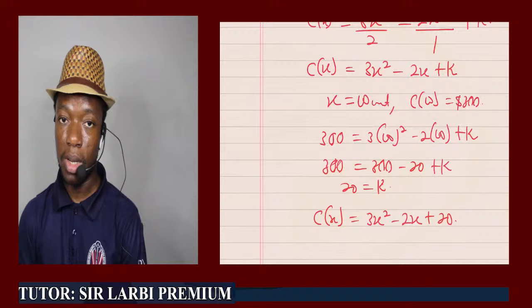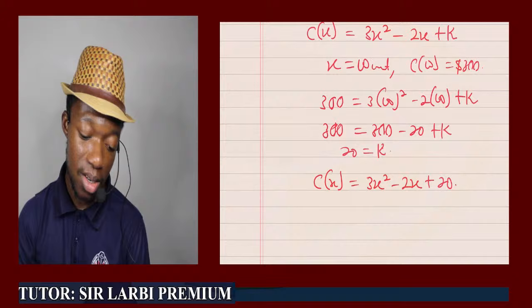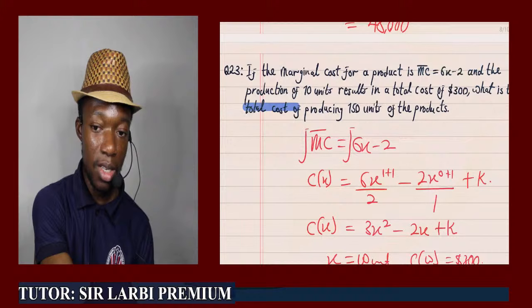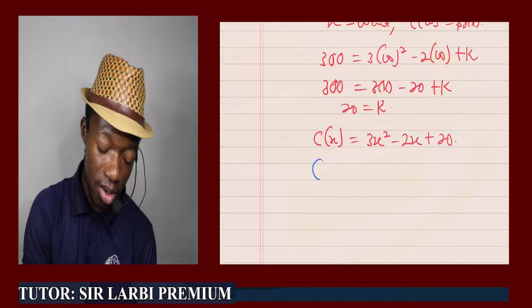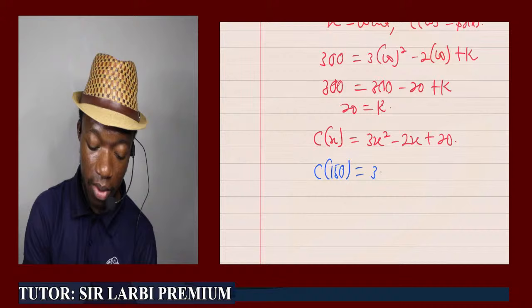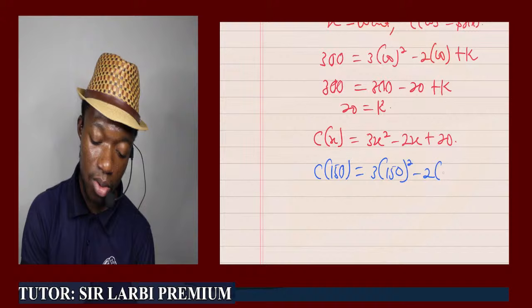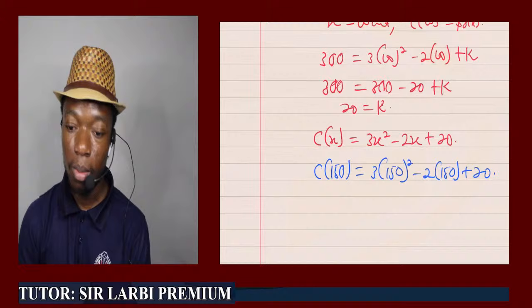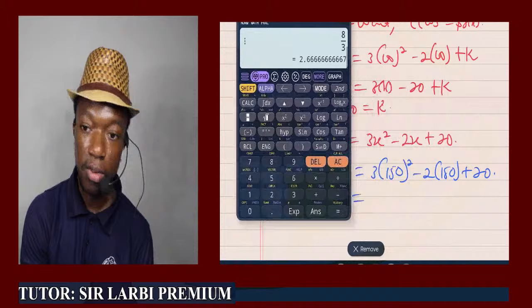So once we have this as our cost function, what is the requirement here? We are then asked to find the total cost of producing 150 units. So we just have to substitute 150 units in the cost function. So we have the cost of 150, and that should give us 3 times 150 squared, minus 2 times 150, plus 20. Straight up, you are good to go. So let's go. So we have here to be.